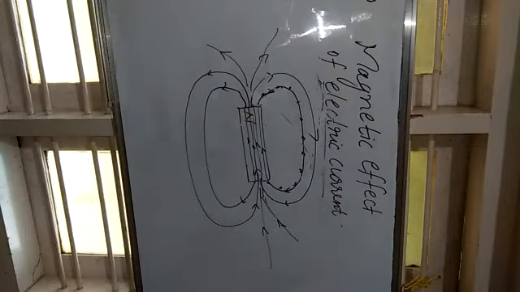So children, you can see the board. I have drawn the same kind of picture here. So how can we draw this picture? That is what I am going to explain. How can we get such lines around a bar magnet? That is what I am going to discuss now.